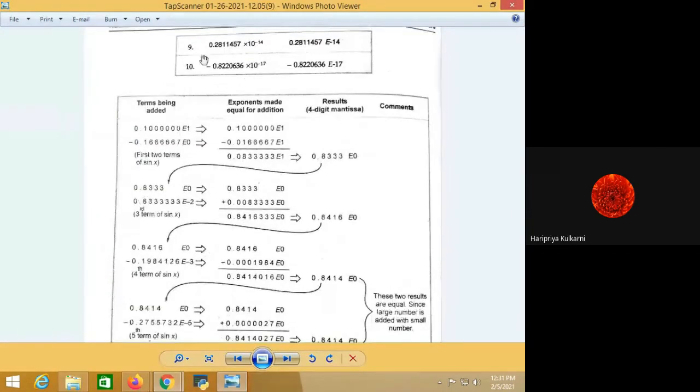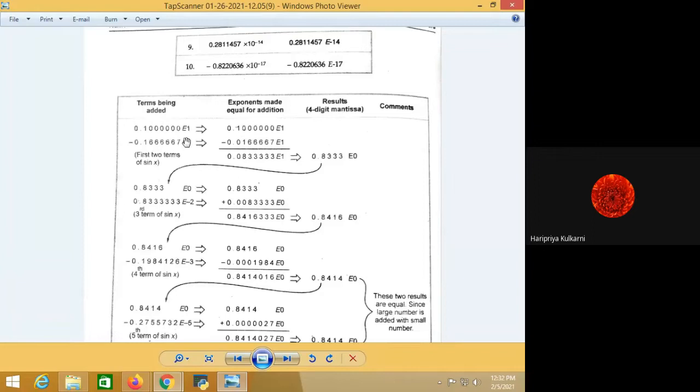Okay. So up to 10 terms you have to calculate the value, and this is in its normalized form. So see here, I am adding E0 and E1. I mean, sorry, the first two terms. Okay, first term and the second term. So the first term was 0.1 E1 and the second term was 0.16667 E0.